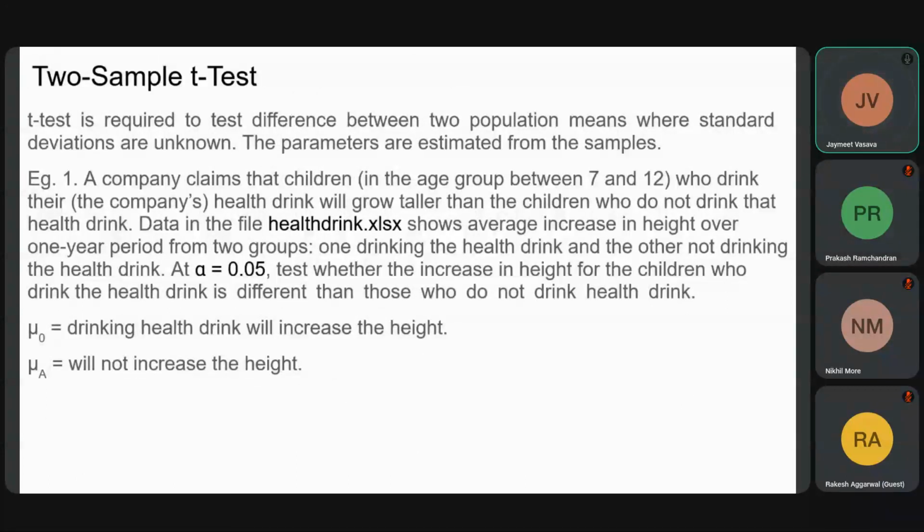Next is a two sample t-test, which is required to test a difference between two population means where standard deviations are unknown. So the parameters are estimated from the samples.